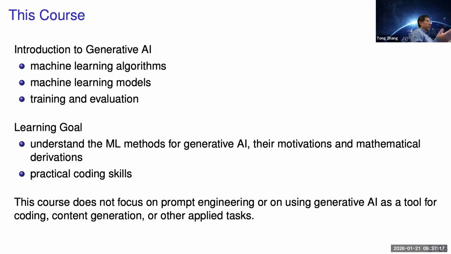How do you effectively apply generative AI to create contents or other things, right? So this is not about this kind of application. This is more about machine learning methods, right? So this is just to clarify and get the general expectation.